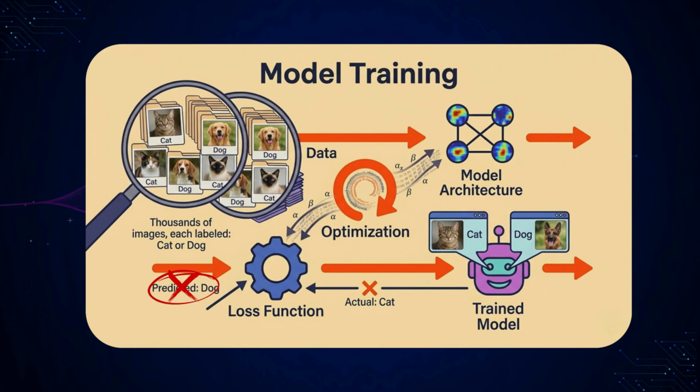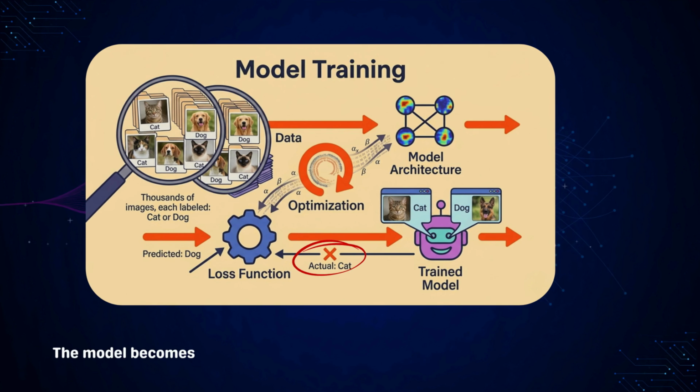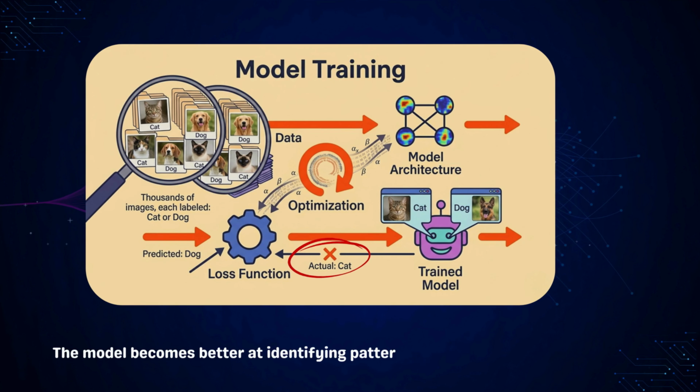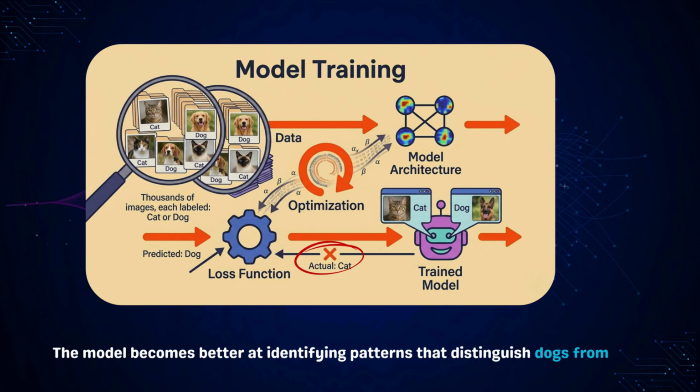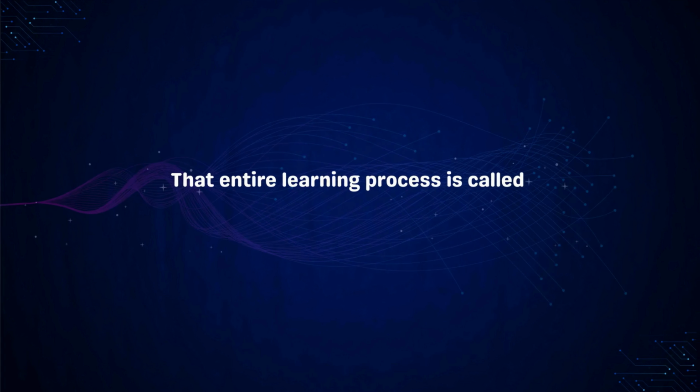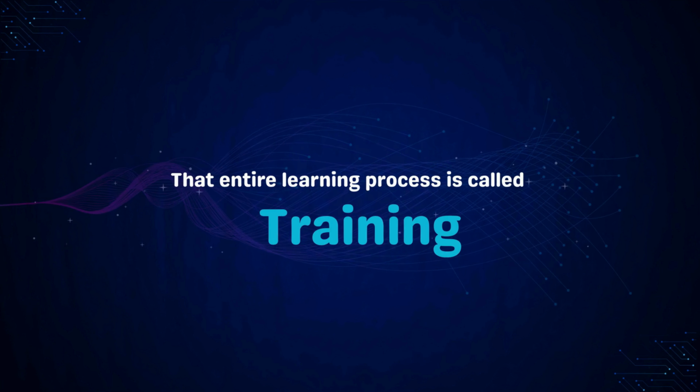At the beginning, its predictions are usually wrong. But after each prediction, the system measures how wrong the prediction was. Then, the model adjusts its internal parameters to improve. This process repeats again and again across the dataset. Over time, the model becomes better at identifying patterns that differentiate dogs from cats. That entire learning process is called training.